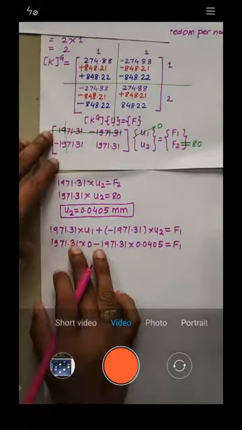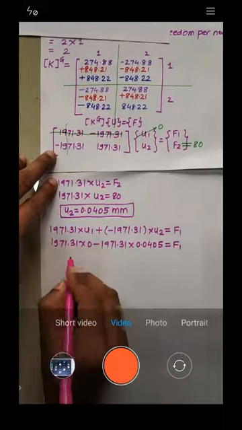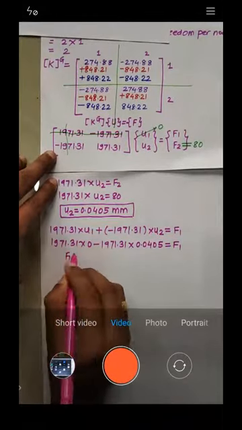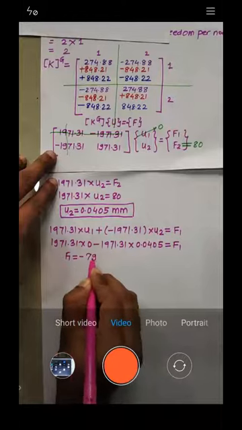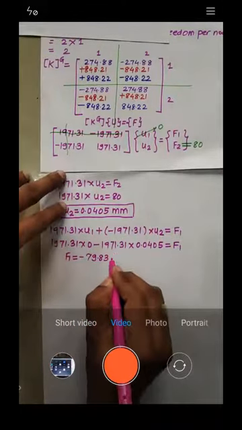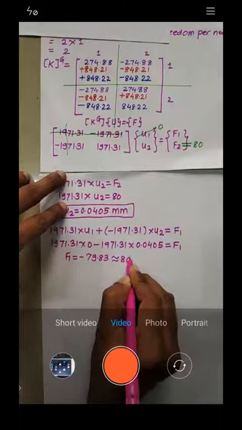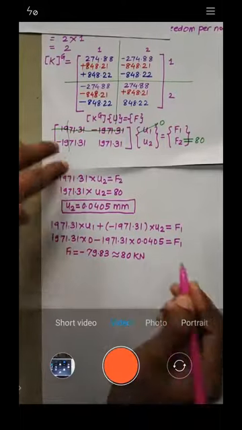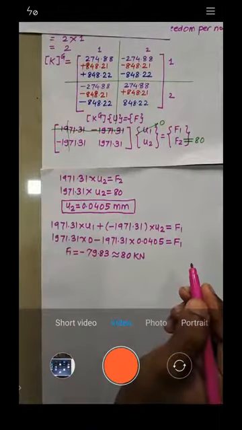See, if you calculate this value, you will get F1 equal to minus 79.83, which is approximately equal to minus 80 kilonewton, right? Yes or not?